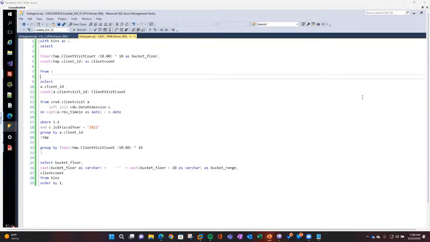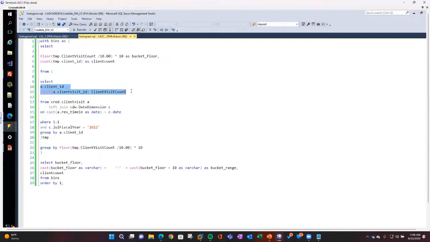So what we're going to look at today are a couple of different histogram examples. On your screen is some code from an electronic health record data warehouse that we built. It's from a company called Credible. We're going to look at the number of client visits by client, and we're going to put those into buckets. We're going to look at the number of visits against the total number of visits, and see how that falls out into a histogram.